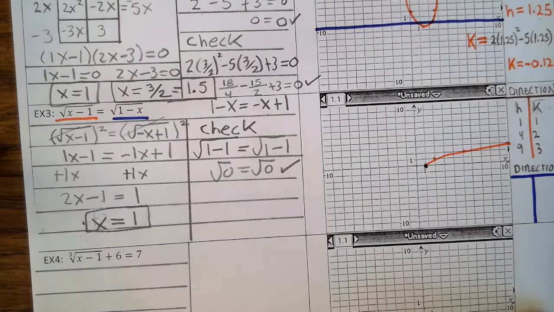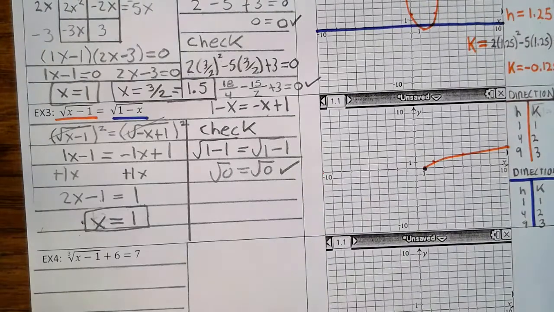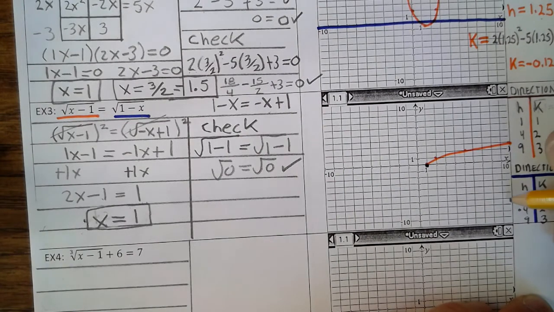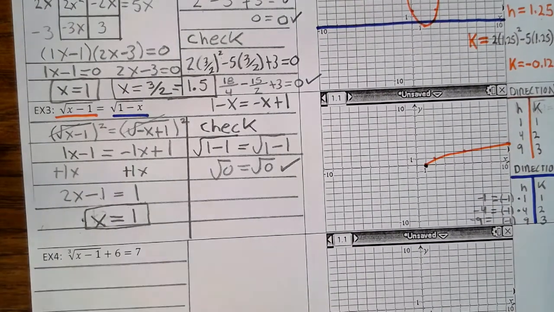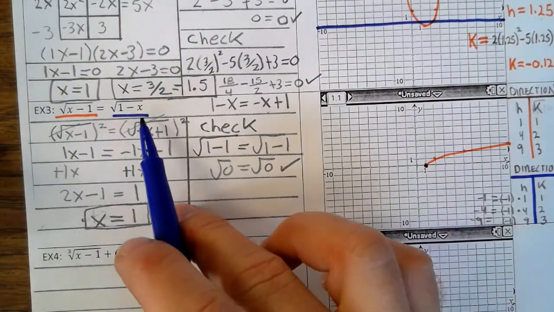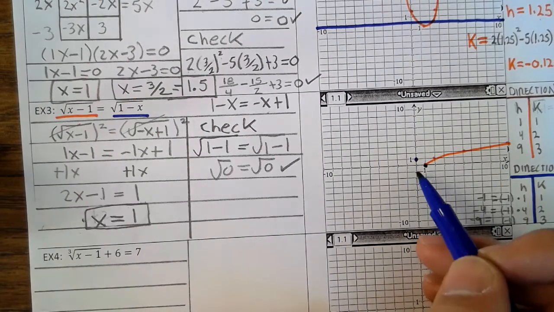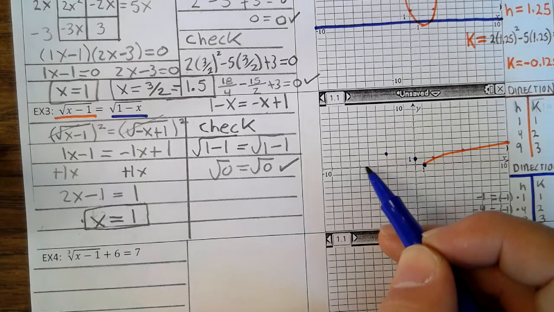So we know our directions are H, K: 1, 1, 4, 2, 9, 3. But in this case, because the negative's on the inside of the square root, we have to multiply the x's by -1. So that's actually -1, -4, -9. So you have to be careful when the negative's on the inside of the square root. Then we go left 1, up 1, left 1, 2, 3, 4, up 2, left 5, 6, 7, 8, 9, up 3.